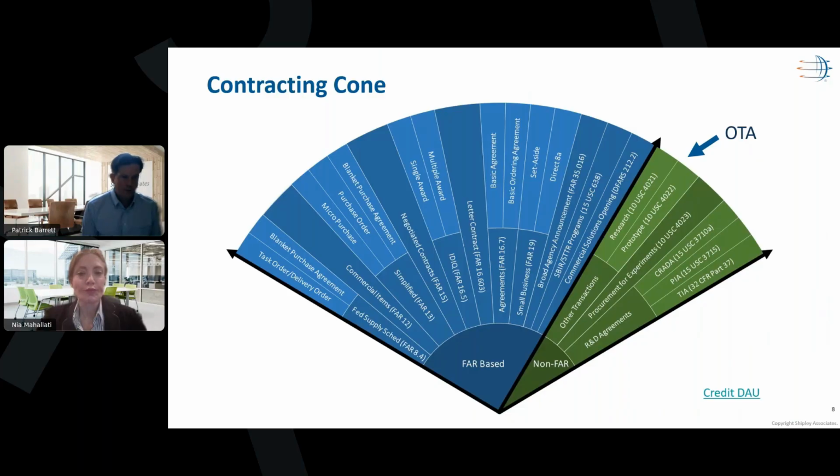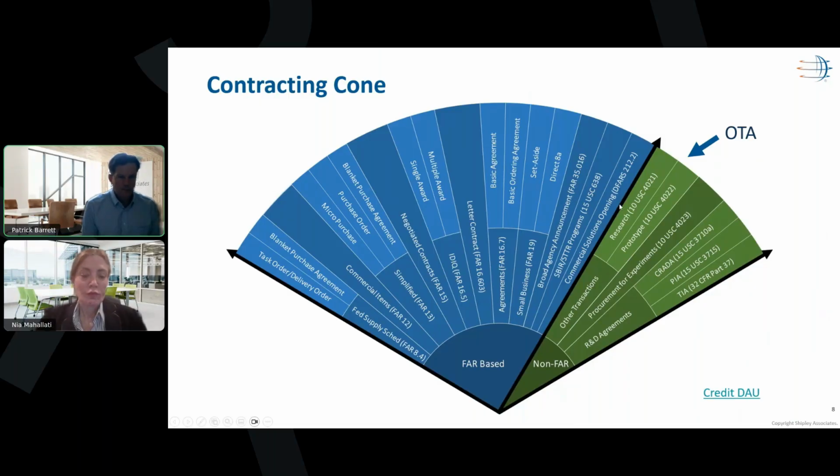Everything on the left in the blue, those are all FAR-based procurements. FAR-based procurements are the ones that you're probably very familiar with: FAR 15 negotiated contracts, FAR 16.505, the multi-award IDIQs. But ultimately, what we're focused on today are the non-FAR-based agreements. So you can see the OTAs over in the green, the research and the prototype that are defined there.